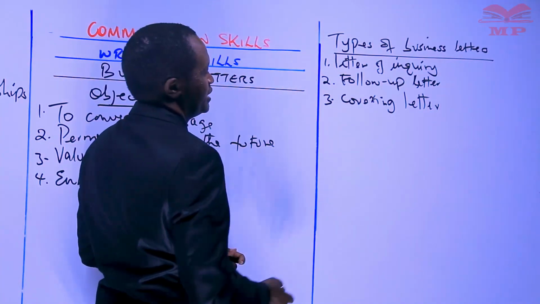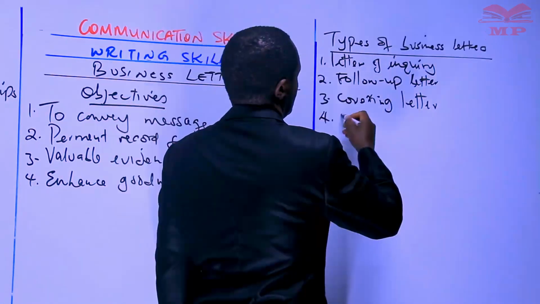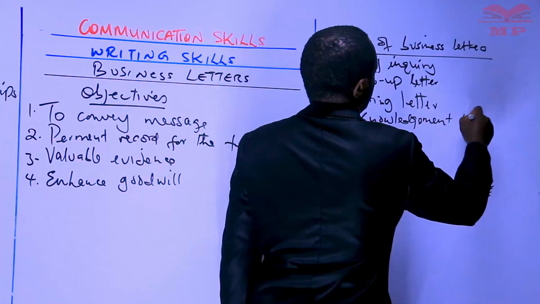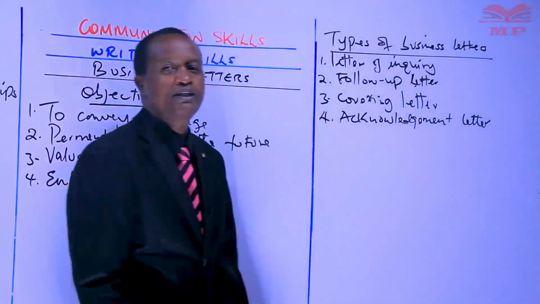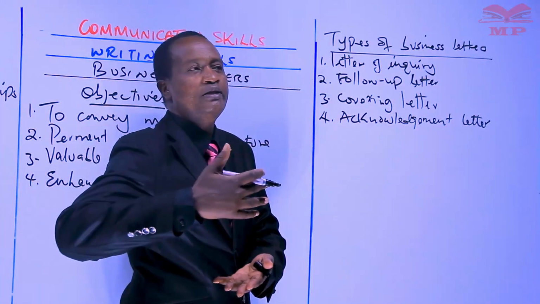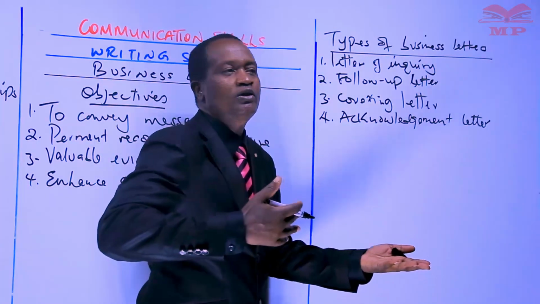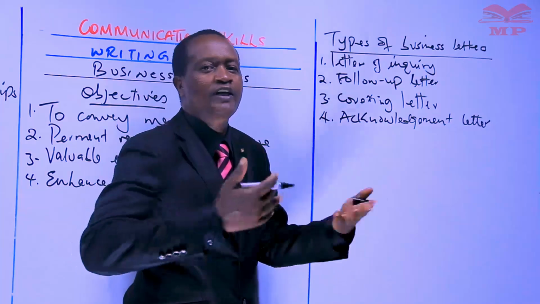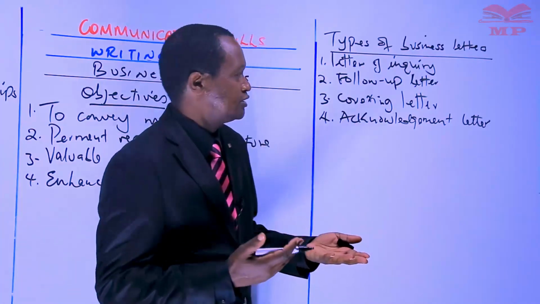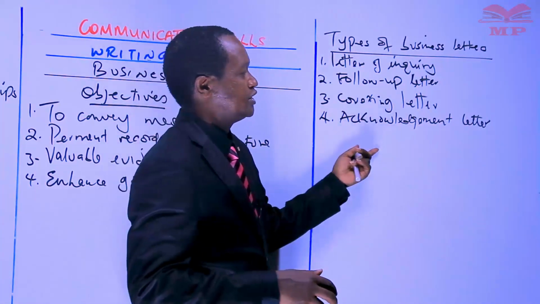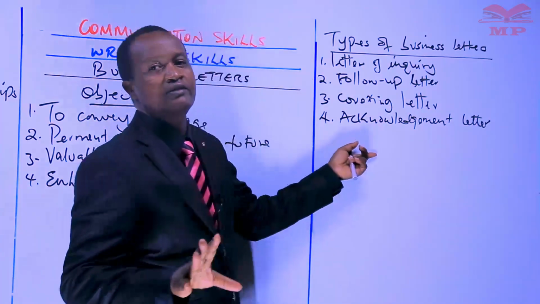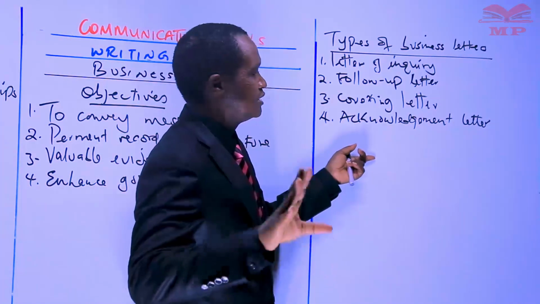Another type of business letter, number 4, acknowledgement letter. Acknowledgement letters are meant to acknowledge that the company has received an item from someone, or that the company is aware of a fact, or the company is aware of an error. So it's just to acknowledge. They can also be a letter to just acknowledge the receipt of another letter, or acknowledge a certain fact.